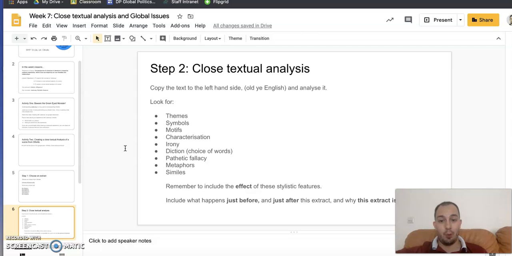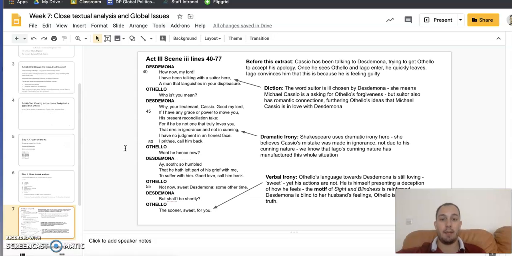And it's really important that you include the effect of the stylistic features. There's no use just pointing out that's a metaphor. What is the effect of the metaphor? So it will end up looking something like this.